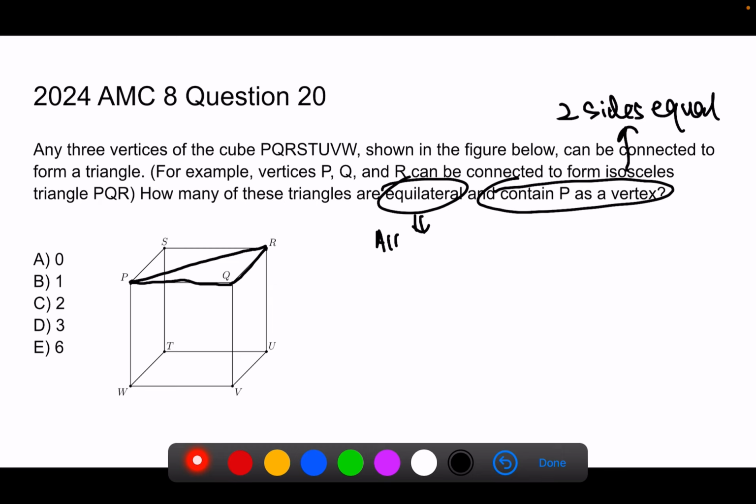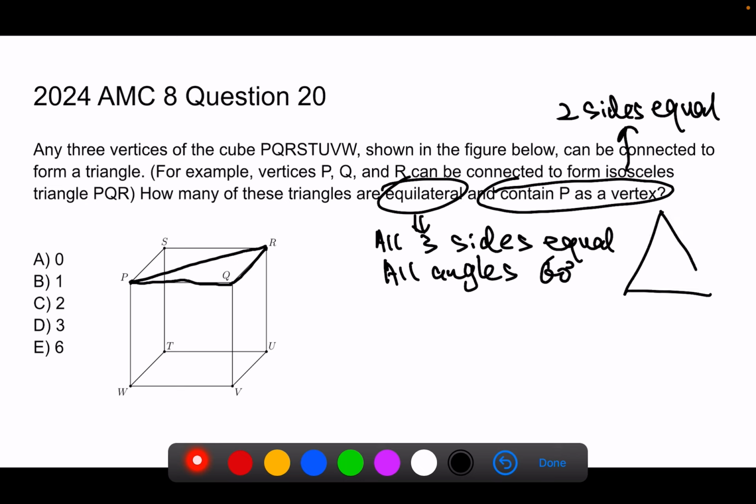So all three sides equal. And to build on top of that, that also means all angles equal. So all angles 60 degrees. All angles are 60, all sides equal. All right, and you need to have P as a vertex.